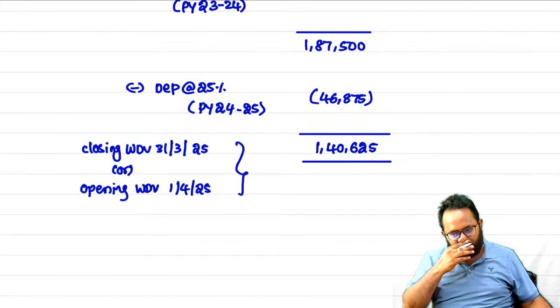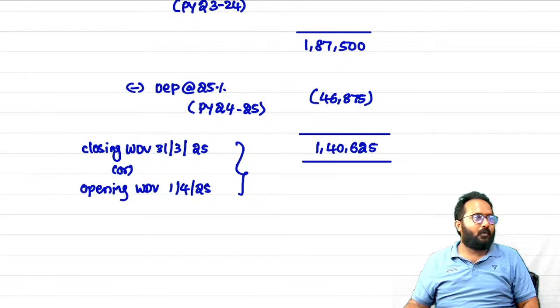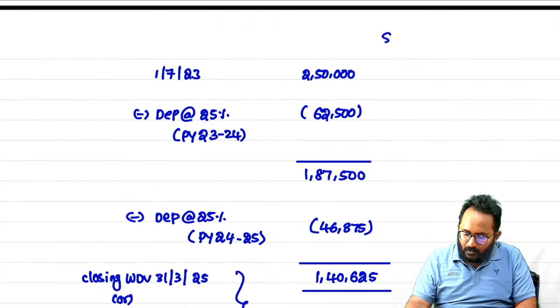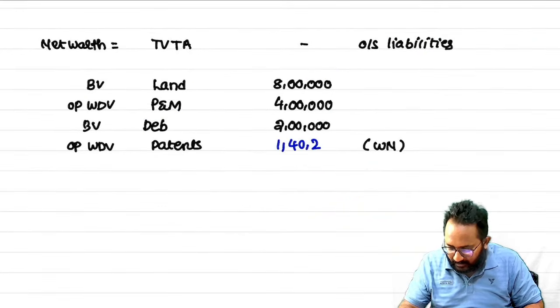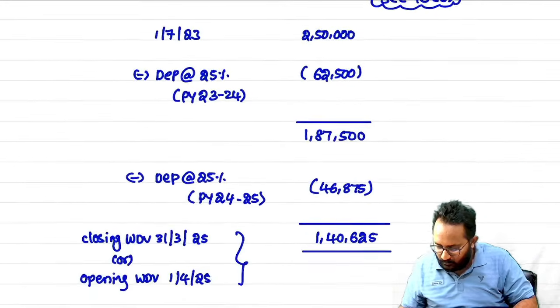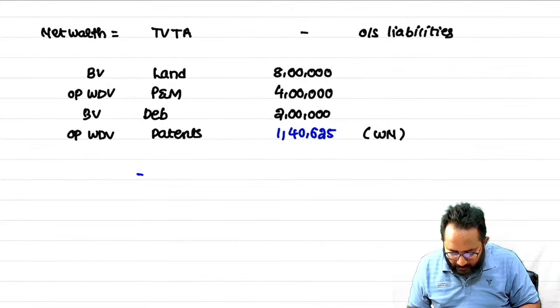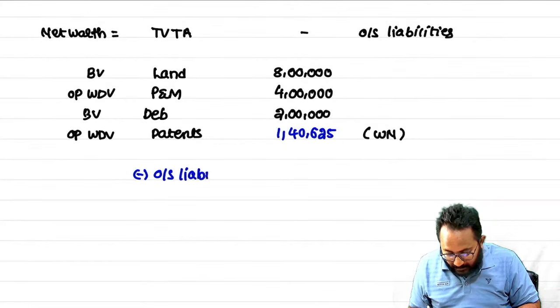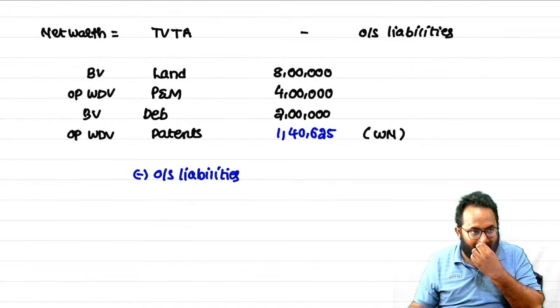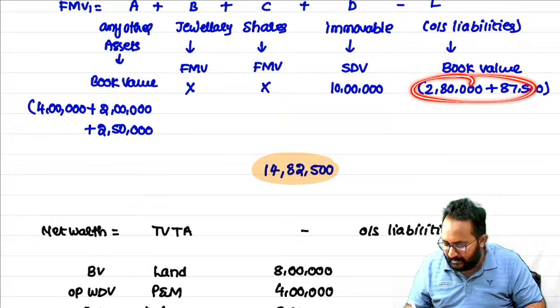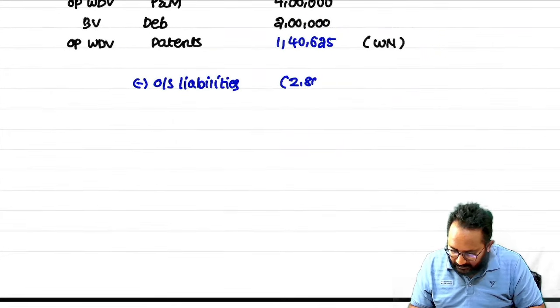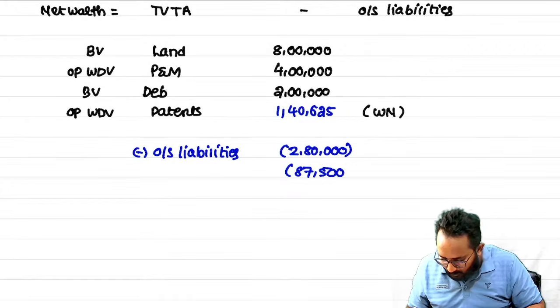We take depreciable assets at the opening WDV as per section 43 sub-section 6. This is the opening WDV for our year, 1,40,625. Net worth is the total value of total assets minus outside liabilities. You already know the outside liabilities, so don't calculate them again. FMV1 and net worth related assets are one and the same: 2,80,000. Next, 87,500.